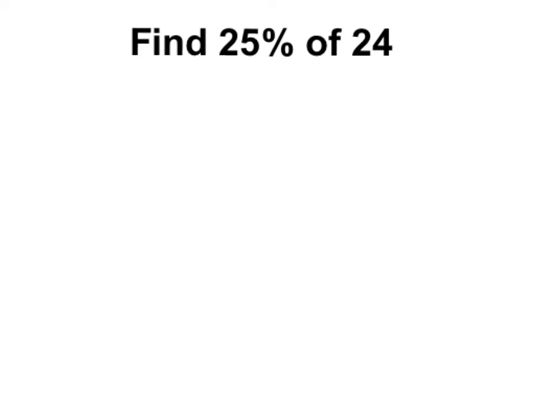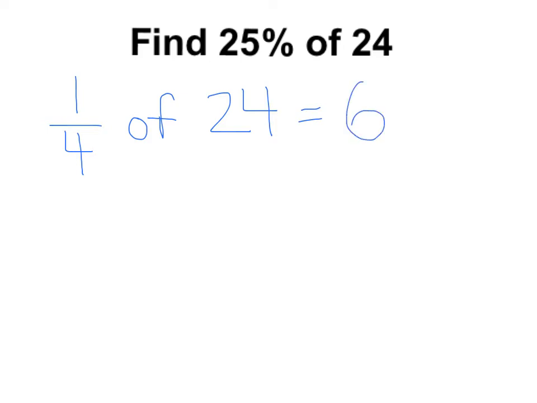I want to find 25% of 24. So thinking about 25% as a fraction, that's 1/4. So I want to find 1/4 of 24. 1/4 is just half of a half. So really I can find half of 24 and then find half again. So half of 24 is 12, half of 12 is 6. So 1/4 of 24 equals 6.